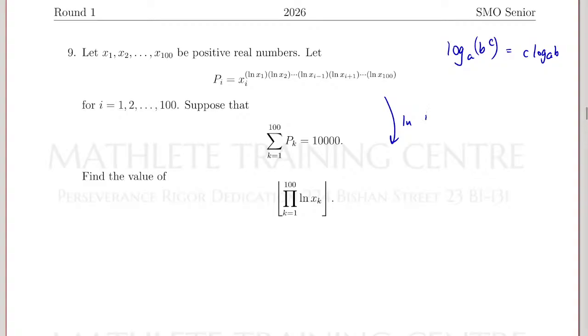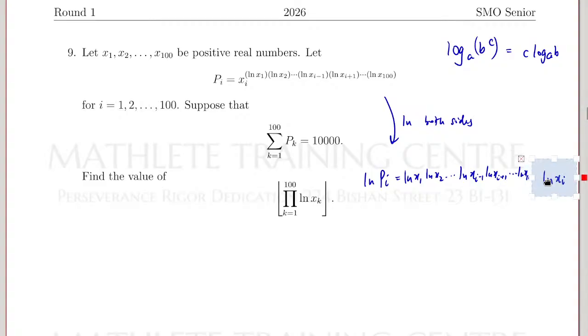If you put ln on both sides, you get the ln of pi is equal to what? Ln of this guy, right? But the power is this. We can bring down the power, put it in front. So there's a ln of xi at the back, but then there's a ln of x1, ln of x2, the ln of xi minus 1, ln of xi plus 1, the ln of x100.